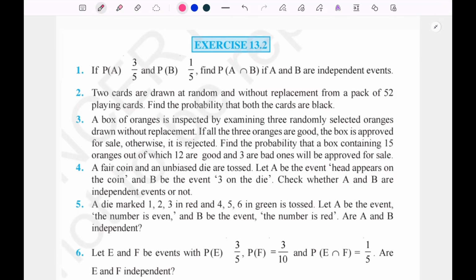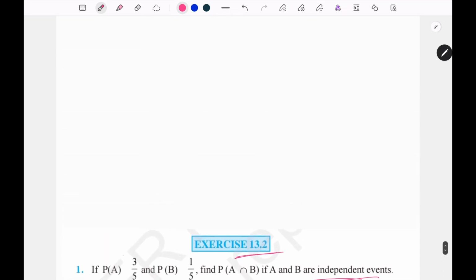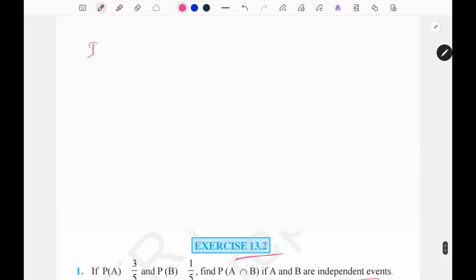In this video, we will solve all the questions of exercise 13.2. In these exercises, all the questions are related to independence of events. So first let me explain the concept of independent events. What do you mean by an independent event?